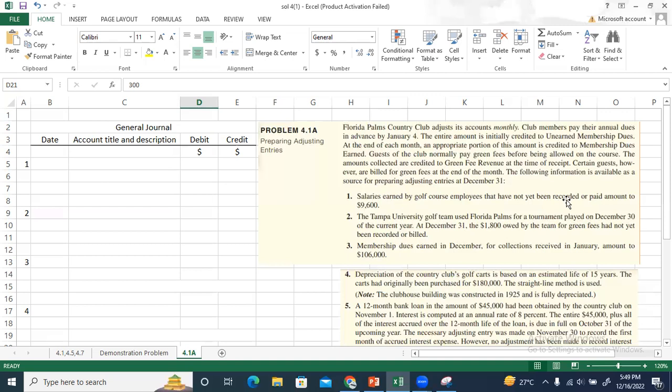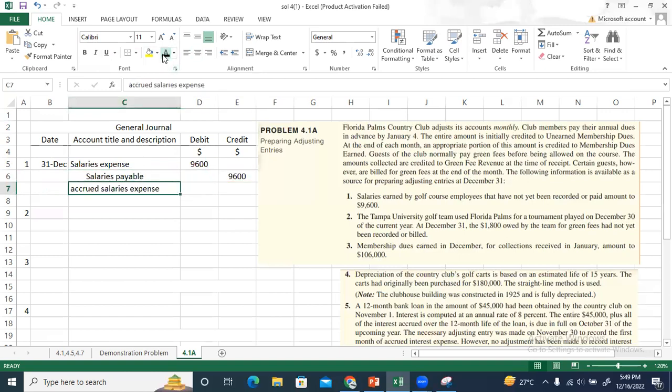So when we record something as an expense, we're going to record it as debit. Okay, all of the entries are going to be for the month end, so 31st December, and salaries expense debit, and we have not paid for these salaries. So salaries payable will be credit. And we're going to write a small narration for this amount.